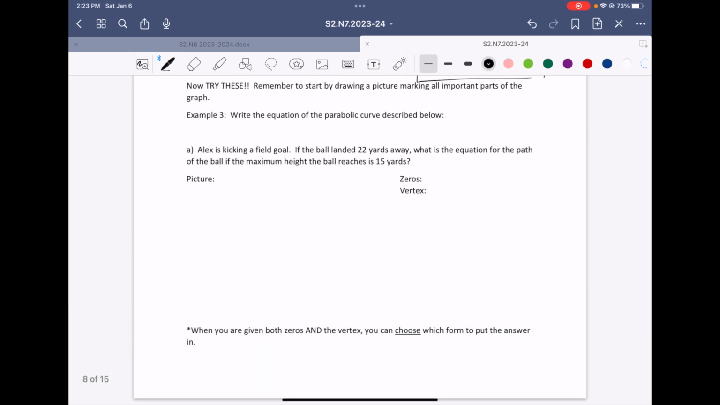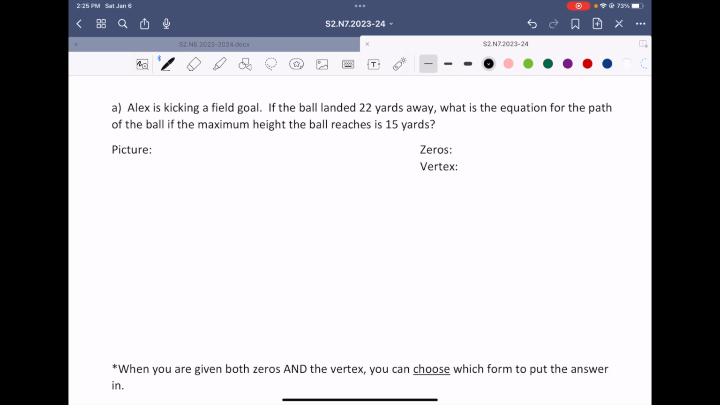Now, these next ones are exactly the same thing, except it's the application part, because quadratics are found in real life. Anytime you have something going up and going back down, you're going to have a quadratic model. Alex is kicking a field goal. If the ball lands 22 yards away, what is the equation, the path of the ball, maximum, blah, blah, blah.